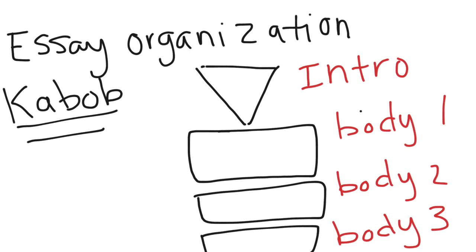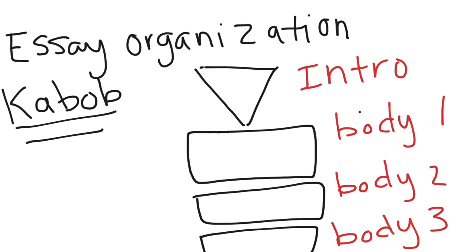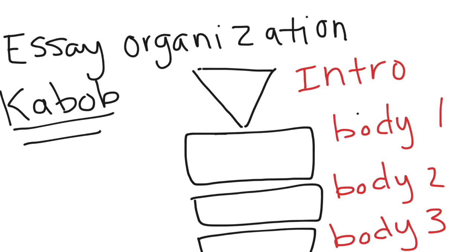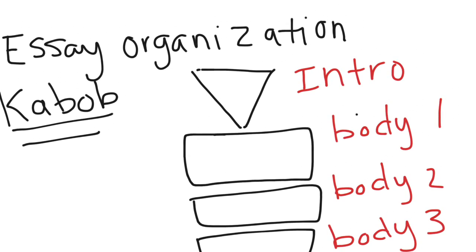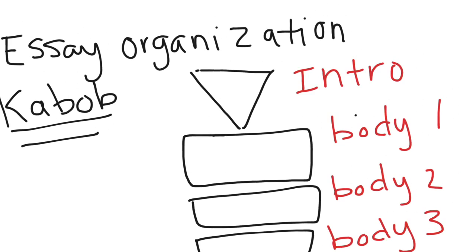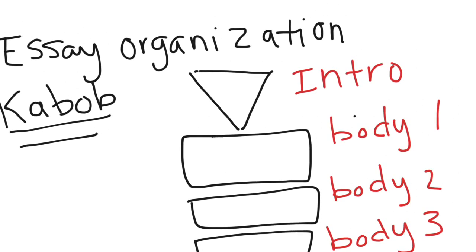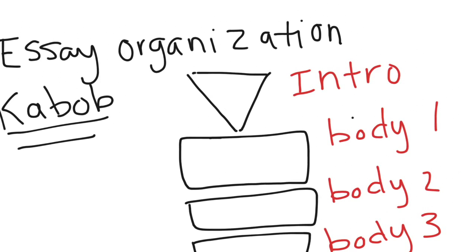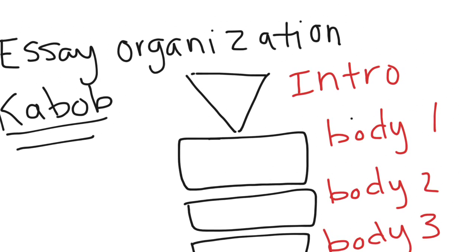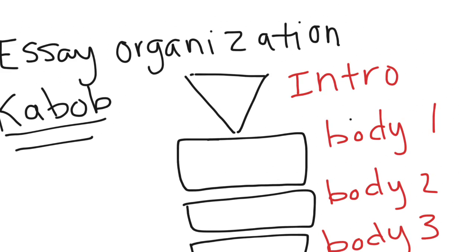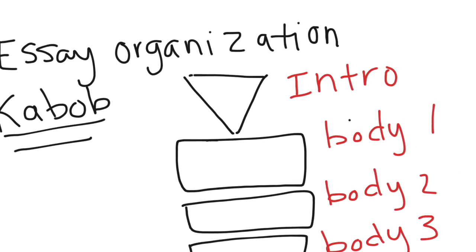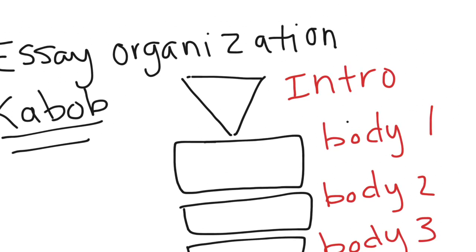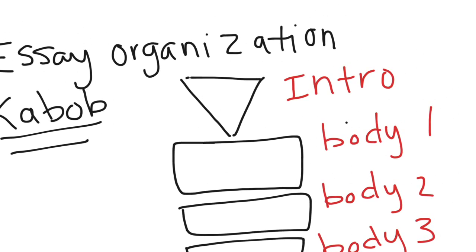So the first triangle facing downward is for the introduction. We're going to talk more specifically about each part of the 5-paragraph essay and why they are these shapes in a minute. First, you have the introduction. Next, you have 3 body paragraphs, which we represent here as rectangles. Body paragraph number 1, body paragraph number 2, and body paragraph number 3. Lastly, you're going to have a conclusion, which is a right side up facing triangle.